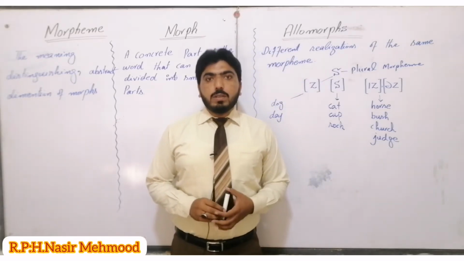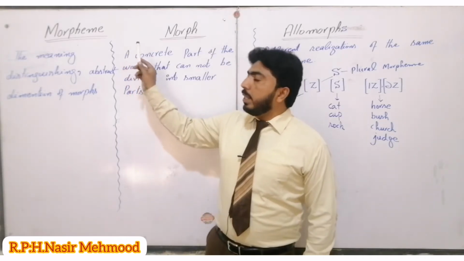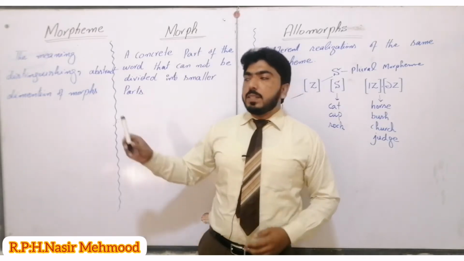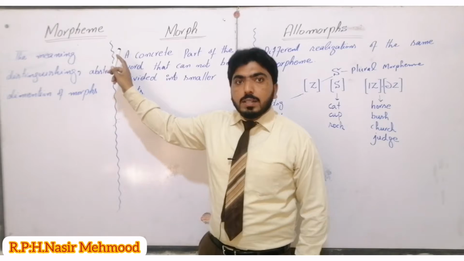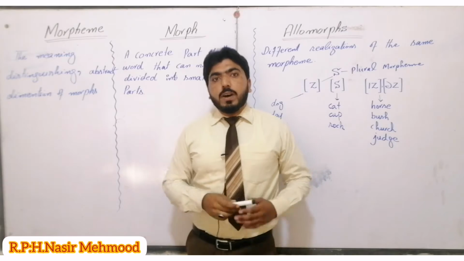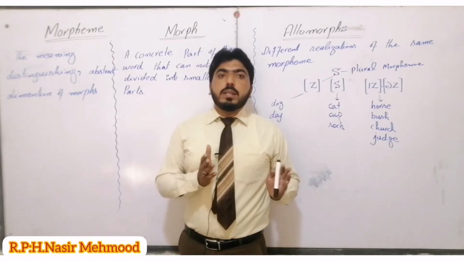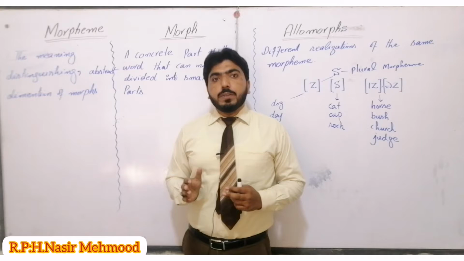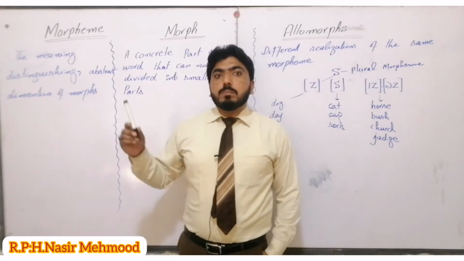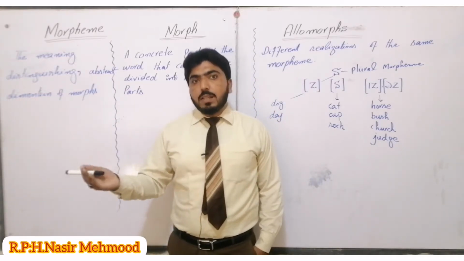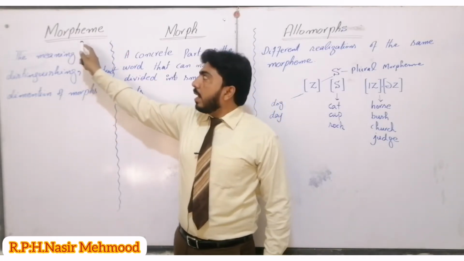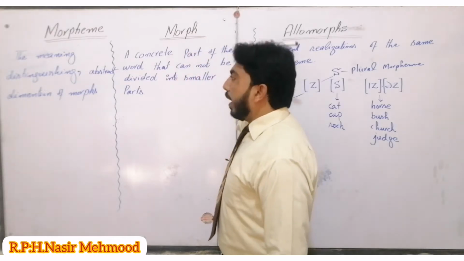In this video, we are going to learn the concept of morpheme, morph and allomorphs. In the previous video, I discussed in detail the concept of morpheme: that morpheme is the smallest meaningful unit of a word, and it is further classified into free morpheme and bound morpheme. Free morpheme is further classified into lexical morpheme and functional morpheme. In the same way, bound morphemes are classified into inflectional as well as derivational morphemes. Now we will try to differentiate the concept of morpheme from morph and allomorphs.